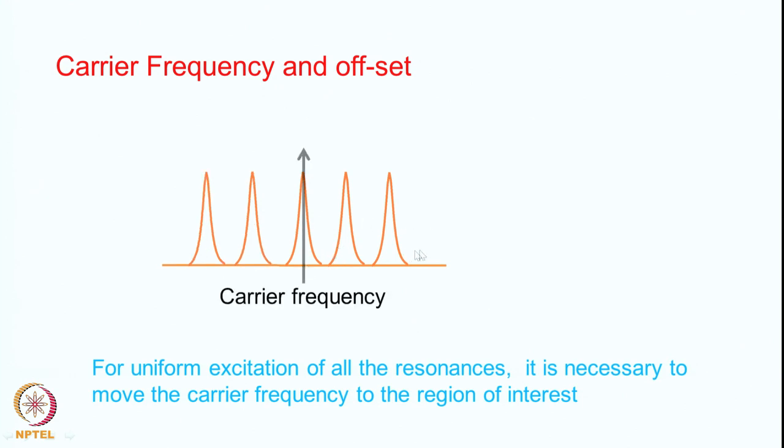So once you shift this carrier frequency from there to here, then you will see the whole range is covered properly and all the spins are excited to a similar extent, and you get similar intensities for all the signals, and this is crucial for any quantitative evaluation of your samples or your molecules. The signals have to be excited to the same extent. So for uniform excitation of all the resonances, it is necessary to move the carrier frequency to the region of interest, and this is called the offset.